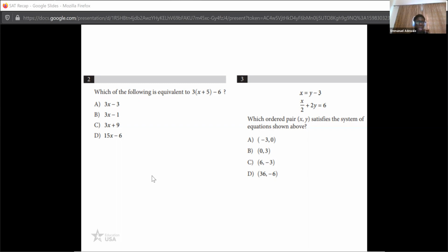So for question 2, we have the expression 3 times x plus 5 minus 6. Which of the following choices is equivalent to that? Would it be A, 3x minus 3, B, 3x minus 1, C, 3x plus 9, or D, 15x minus 6? Please feel free to type your answers in the chat or raise your hand and walk us through your answer.